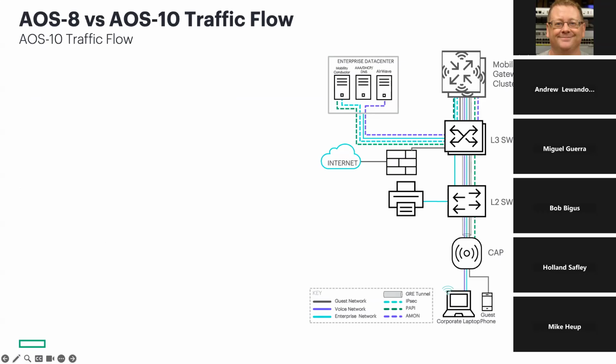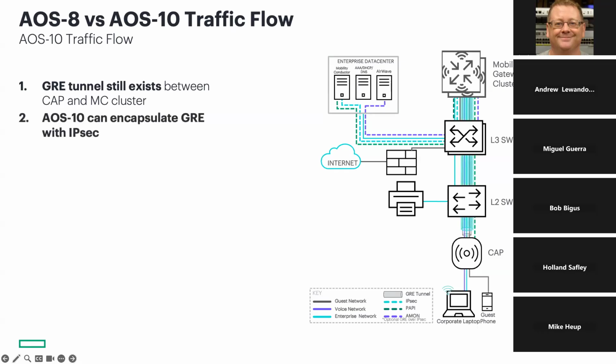Now we take a look at AOS10 tunnel mode and compare it to AOS8. In this example, both platforms encapsulate Wi-Fi client traffic between the AOS8 controller and AOS10 gateway and their respective APs.